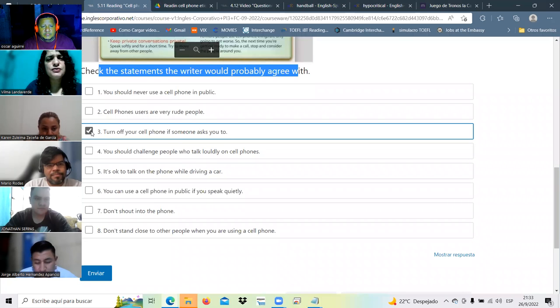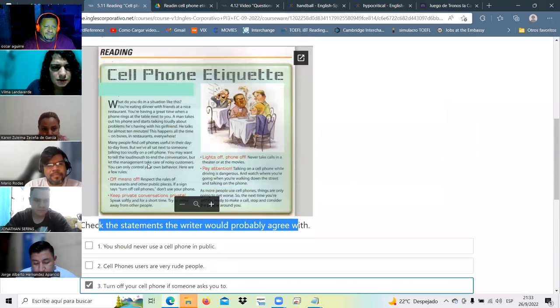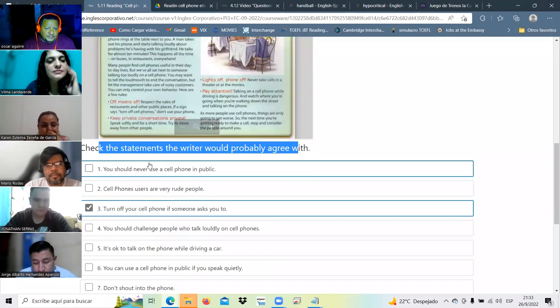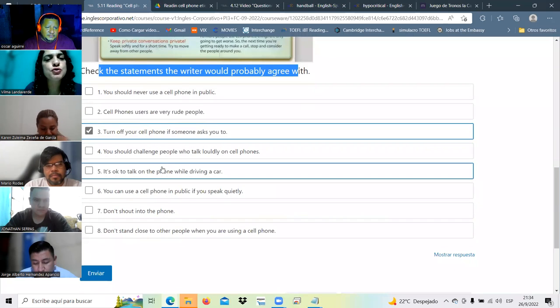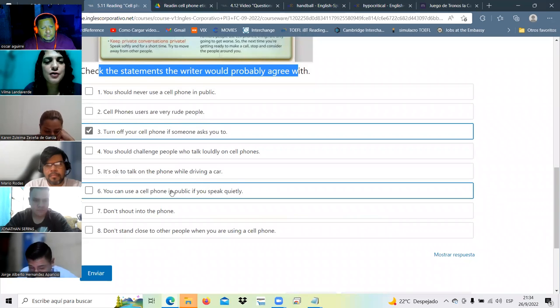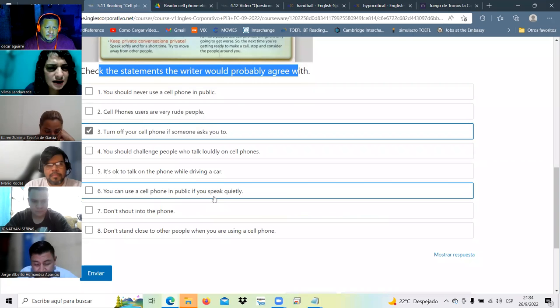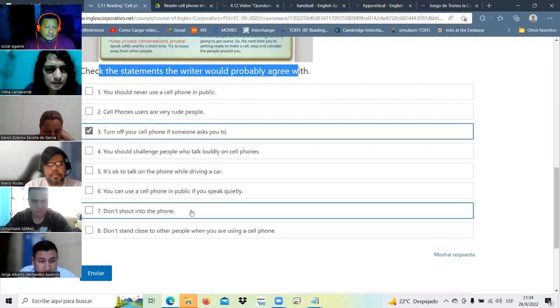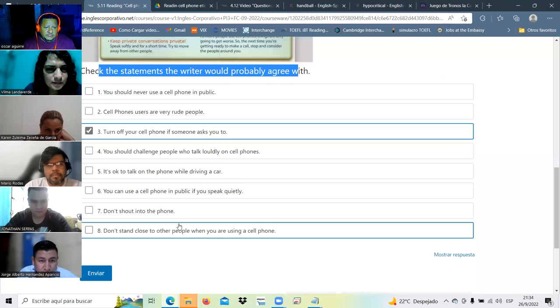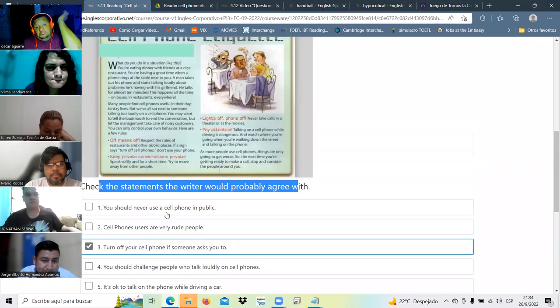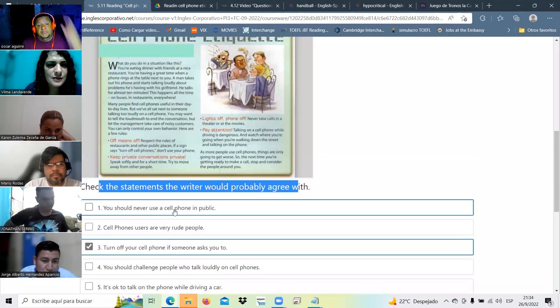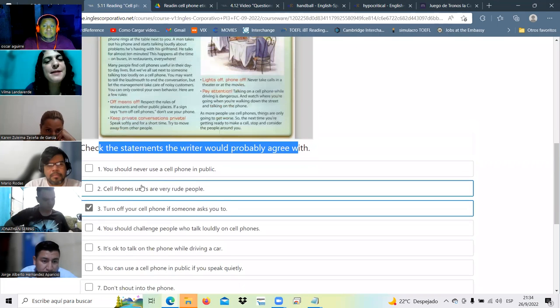If someone asks you to. All right. Con eso lo podemos resumir. Or you should challenge people to talk about. It's okay to talk on the phone while driving. All right. You can use your cell phone in public if you speak quietly. O sea que ahí podemos escoger más de uno, guys.